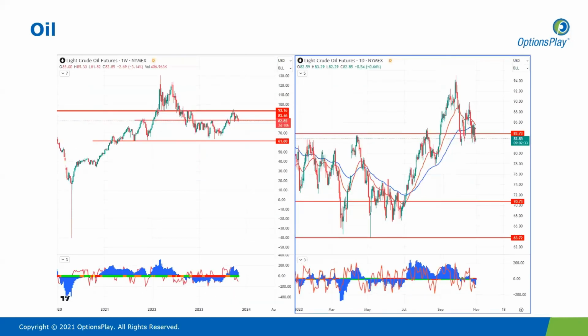Okay, moving on to oil. So oil, looking at light crude oil futures, what we're seeing here is this level, 83, 82 area still holding firm as support. It was a major resistance zone in the past, but for now, price is respecting this level despite a very sharp decline in momentum.